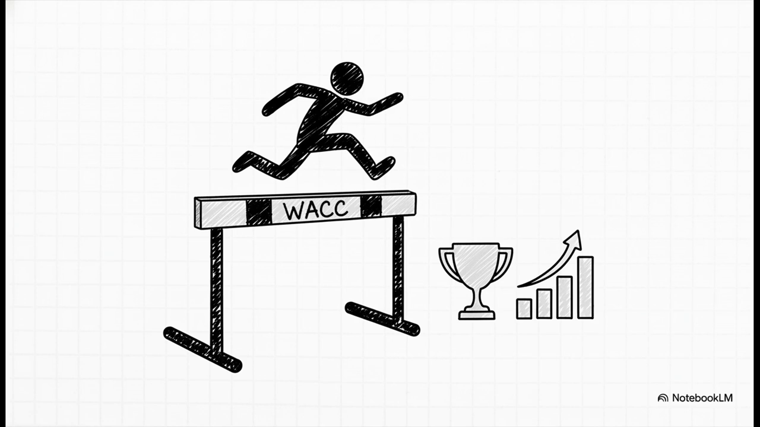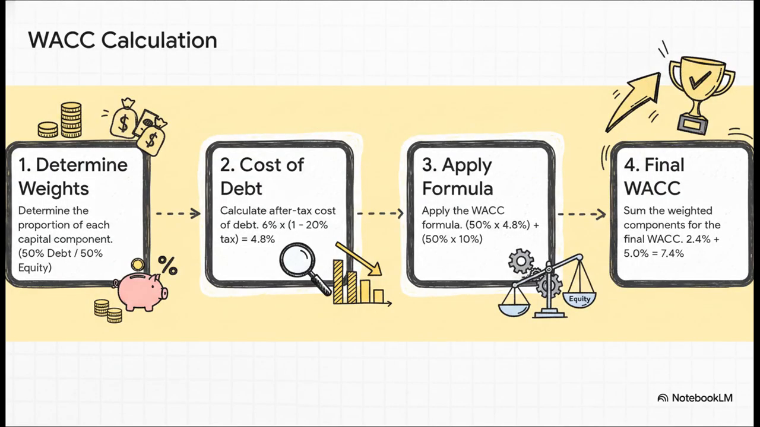Any project or investment the company's thinking about has to be able to generate a return that can clear that bar. If a project's return is below the WACC, it's actually destroying value. So a lower WACC is always better because it lowers the bar and makes it easier for projects to be profitable. Let's get our hands dirty with a quick example.